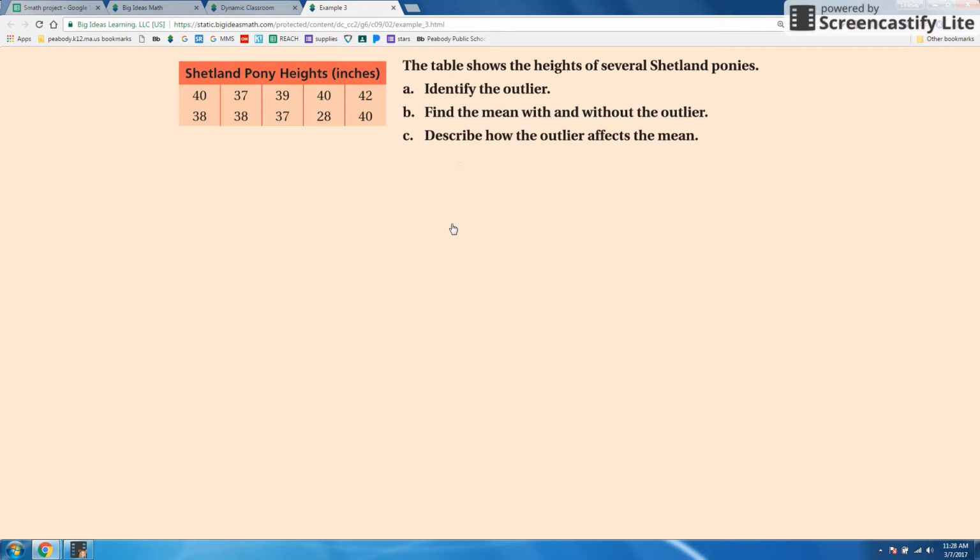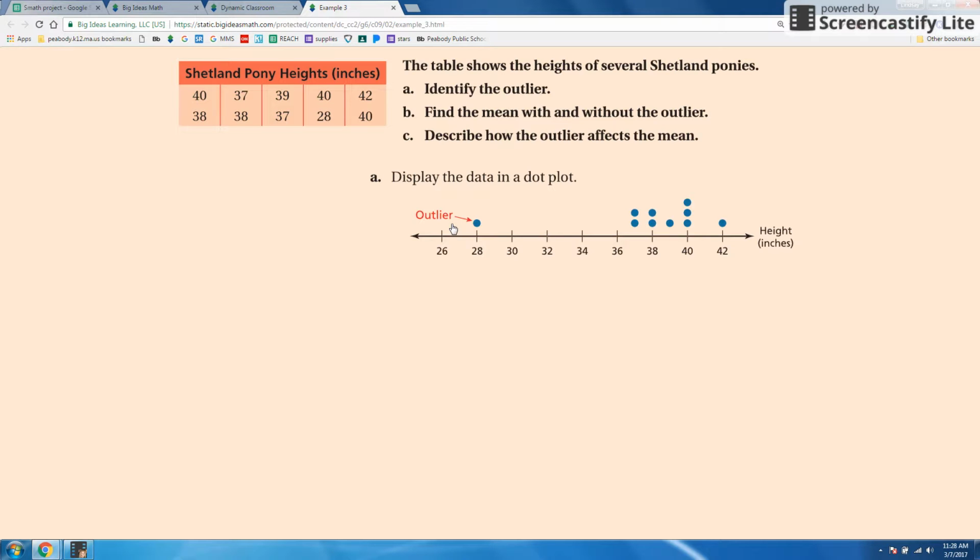So they're doing it by drawing a dot plot. You actually don't have to do this, but they're showing you a dot plot because it's an easy way of finding your outliers. It's the dot that's far away from the rest of them. So for this one, the height of the pony that's 28 inches, that's the outlier because it's really far away from all the other numbers. But you don't have to do a dot plot. You can just look at these and also tell that 28 is much smaller.